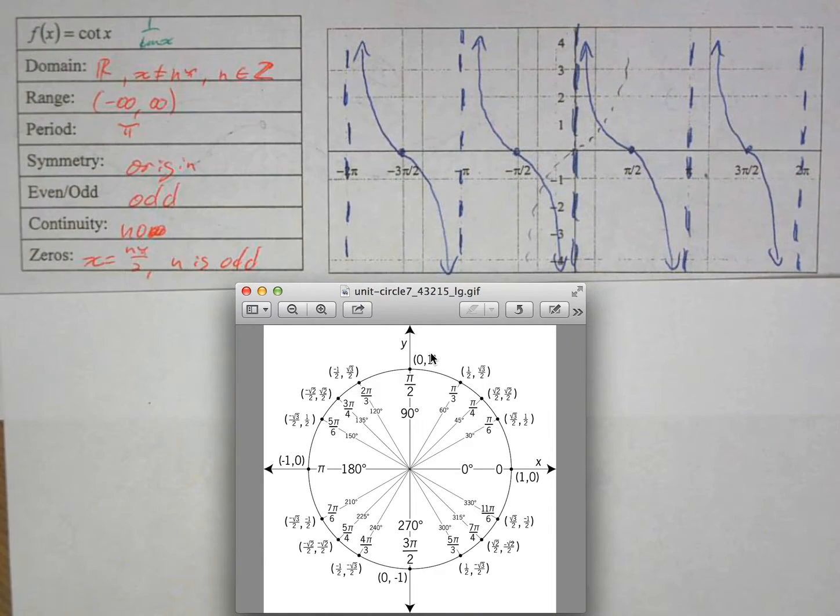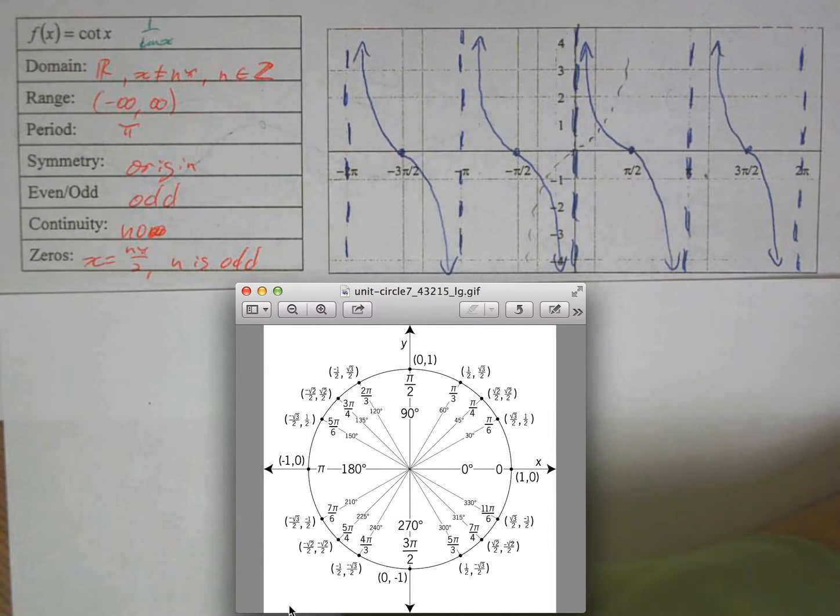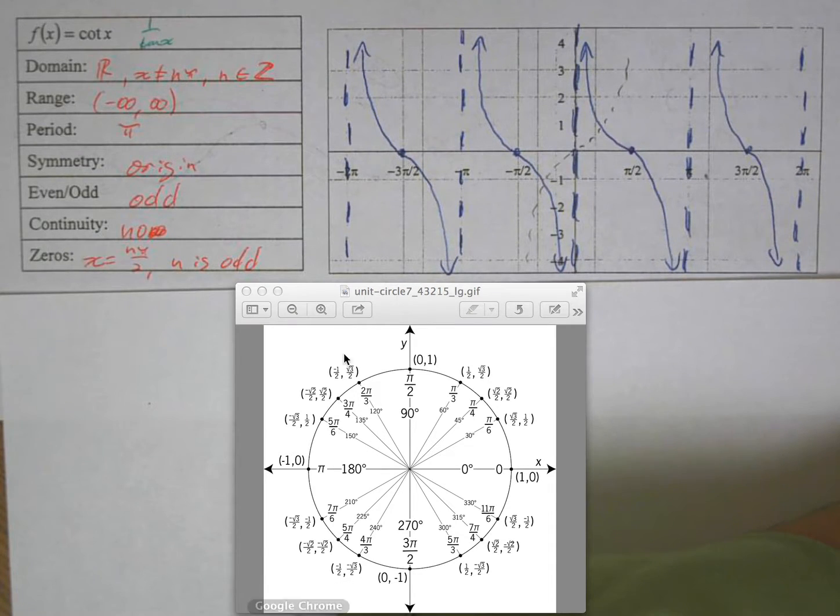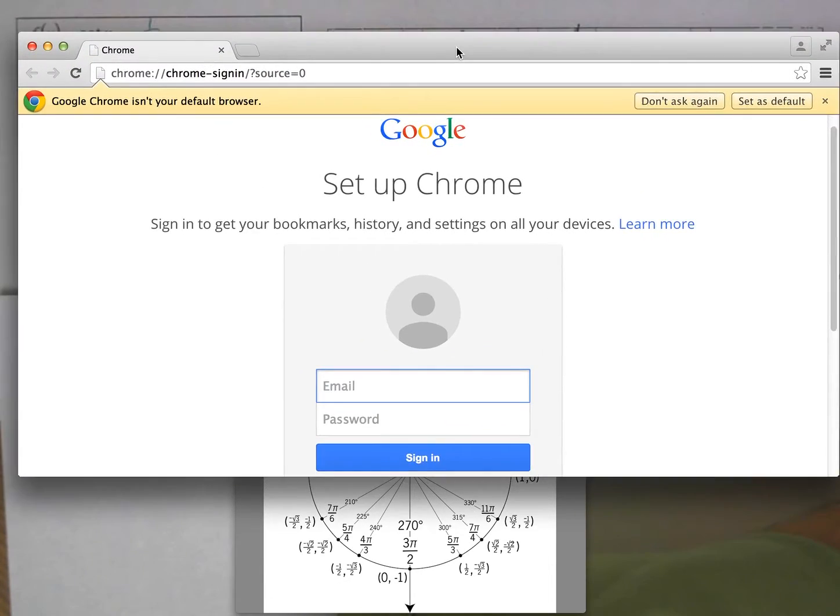And there is cotangent. Hopefully this video has been helpful. I didn't really tell you guys when this stuff is useful, but check it out.